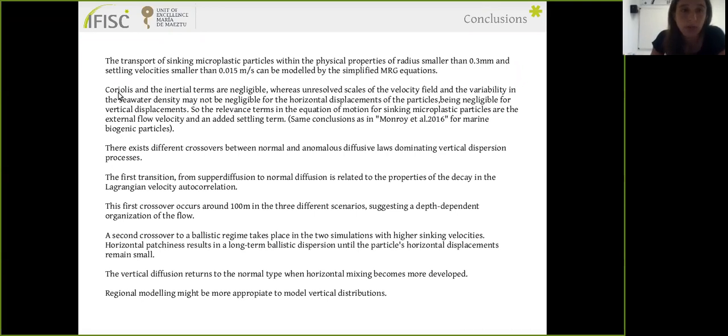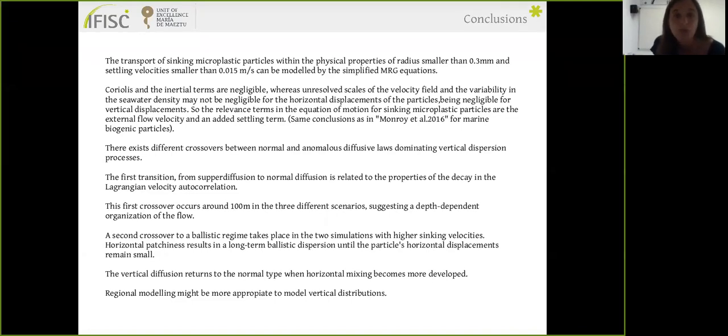The second conclusion is that Coriolis and inertial terms are negligible. And also that seawater density and unresolved scales are negligible if one wants to consider the general properties of the flow, but maybe one has to consider them if one wants to actually look at the local properties. Also important, there exist different diffusion laws that govern the dynamics of the vertical transport, and that superdiffusion takes place due to the correlation of the particles' motion.